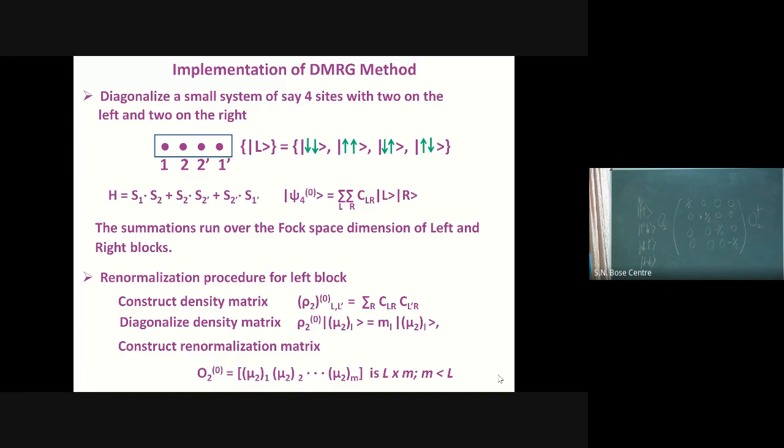Now, when we are choosing the states that contribute the largest density, we are making an approximation there. Correct. We are truncating on the basis of the eigenvalues of the density matrix. We're choosing those which have the largest densities. Any other questions? Okay.